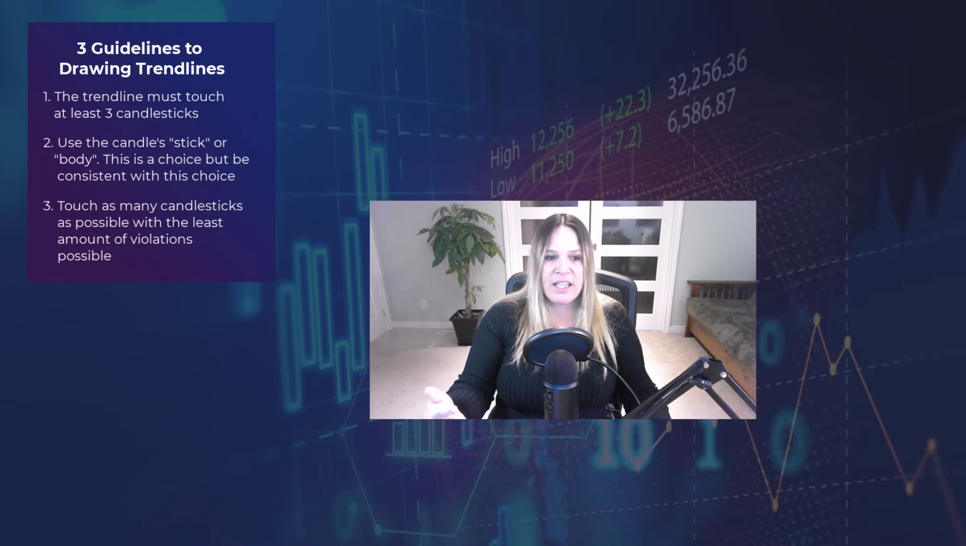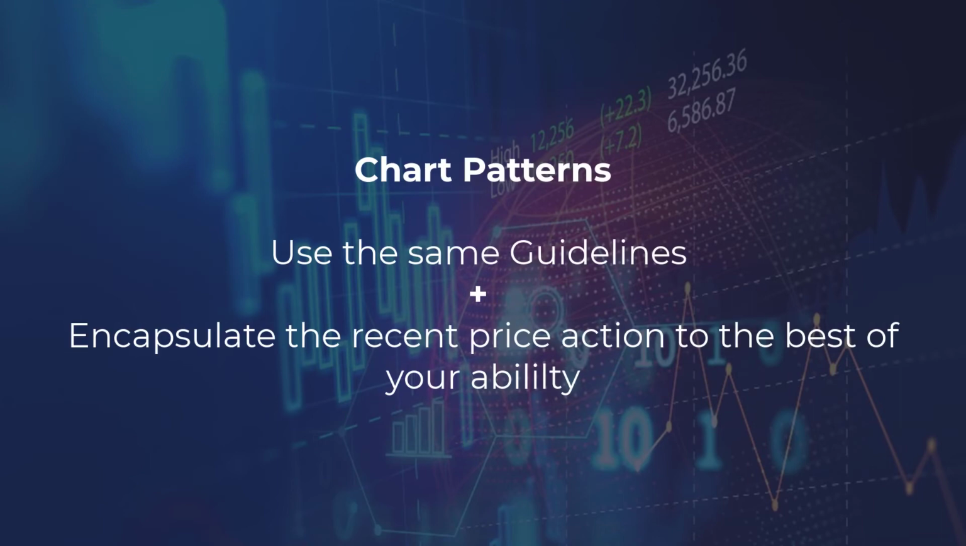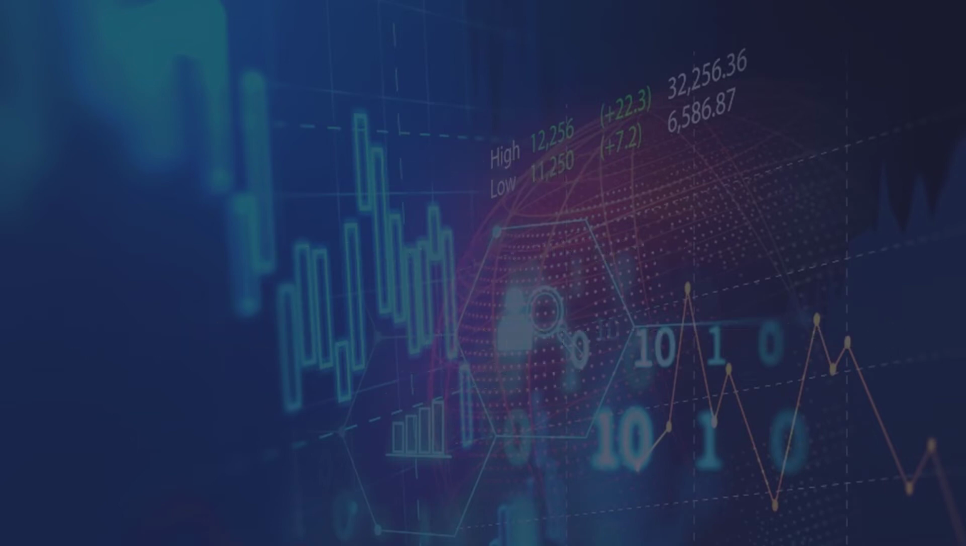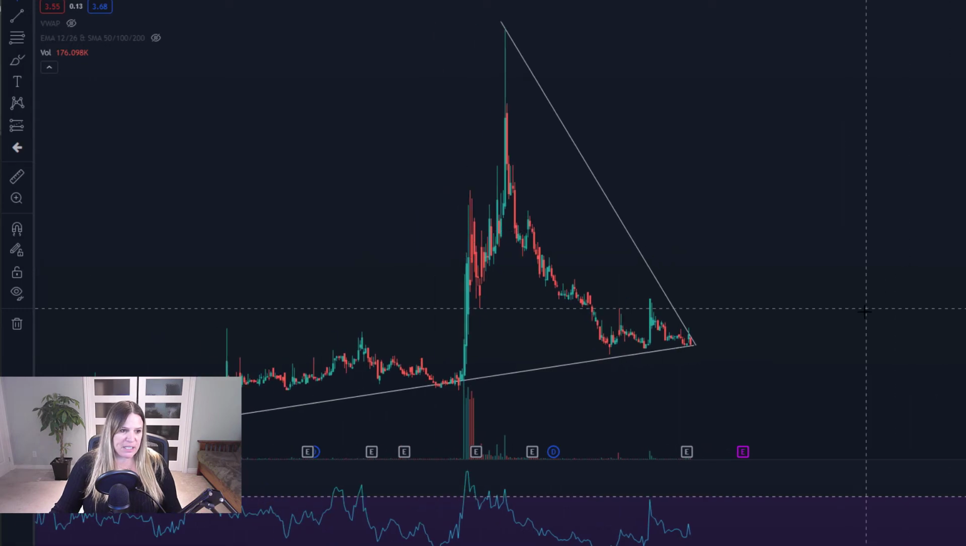Now in the next part of the video, I'm going to walk you through a basic chart example, and we're going to use these guidelines, and then we're going to add another little caveat to those guidelines for our chart patterns. So when we're drawing chart patterns, we keep these same guidelines in mind, but we're going to add a new caveat, and that is to encapsulate the recent price action to the best of your ability when you're drawing a chart pattern. So this is the type of chart pattern that I see lots of new traders working with. So let's just take a look at our guidelines and if this is meeting the guidelines.